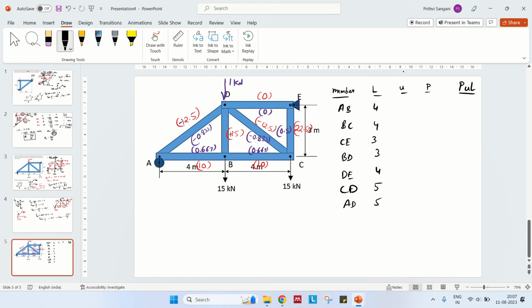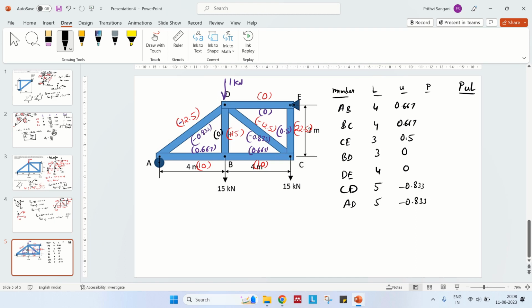Now U, let us write down what is U. U is internal force due to unit load. So U in AB it is 0.667. In BC is 0.667. In CE it is 0.5. In BD, there is no force, so in BD it is 0. What about DE? DE is 0 again. CD is compression, minus 0.833. What about AD? AD is minus 0.833.